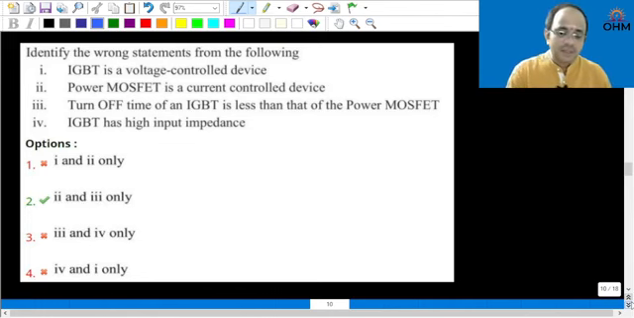Why? Because the IGBT device was developed by introducing minority carrier injection in the power MOSFET. Because of the minority carrier injection, there is a charge stored in the device, and hence the device will exhibit more switching time compared with the majority carrier device MOSFET. Hence the second and third statements are not correct. IGBT has high input impedance, that is a correct statement. So option 2 will be the correct answer for this question.